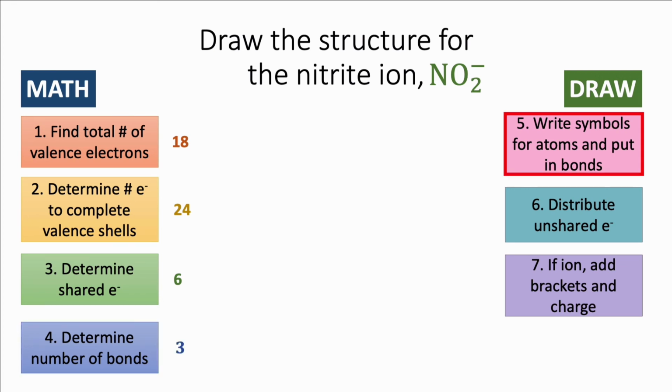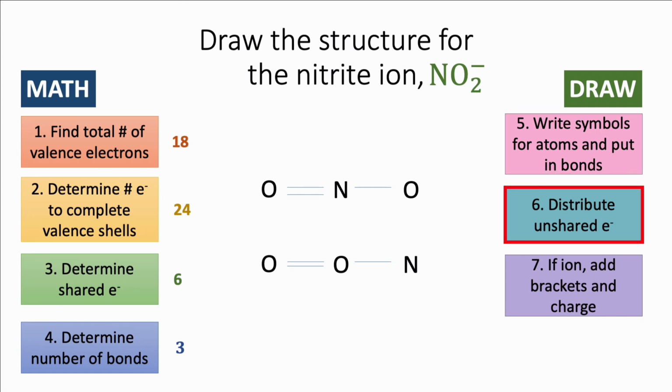Let's write symbols for our atoms and put in the bonds. Here's an oxygen, a nitrogen, and an oxygen. 1 bond, 2 bonds. So now everything's connected, but we still have 1 bond to go. So one of these must be a double bond. Now, some people say, how do you know that this doesn't look like oxygen, oxygen, nitrogen? So let's try that as well, and let's see how it works.